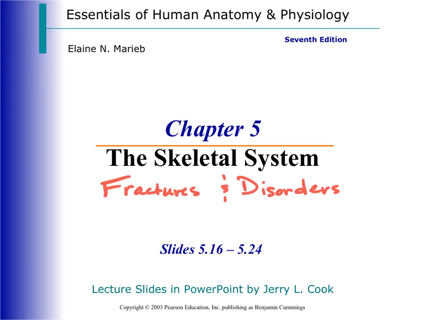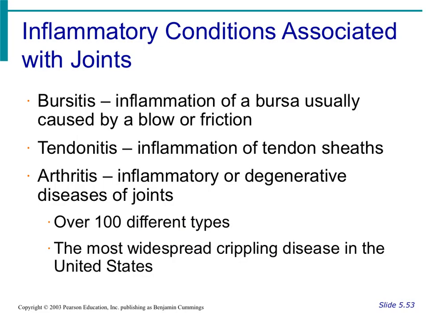In this lecture, we're going to cover fractures and disorders that affect the skeletal system. So first we'll talk about some inflammatory conditions associated with joints, because this is something that in fact impacts a lot of people. Bursitis is the inflammation of the bursa, which remember surround joints, but are not directly involved in the joint. These are usually caused by a blow or by friction. Tendinitis is the inflammation of the tendon sheaths around joints.